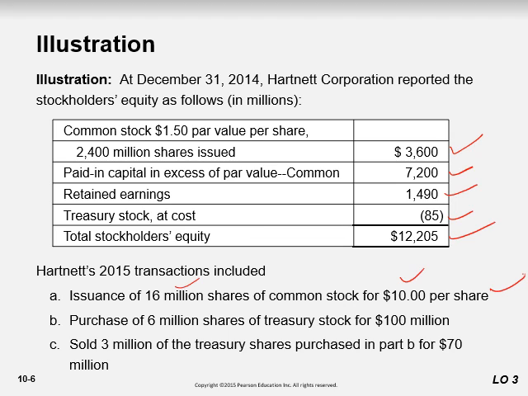They issued stock at $10 per share, plus they purchased 6 million shares of treasury stock for $100 million. And then number three is that they sold 3 million of the treasury stock purchased in part B above for $70 million. Half of the shares they sold for $70 million. Let's generalize these entries.